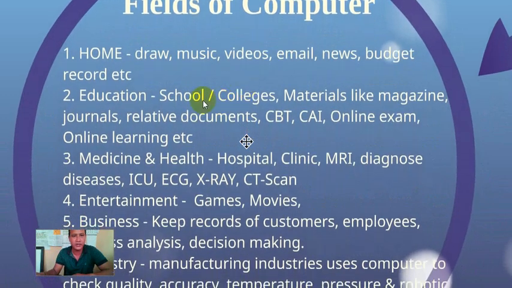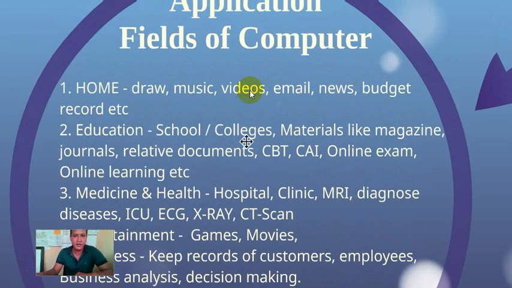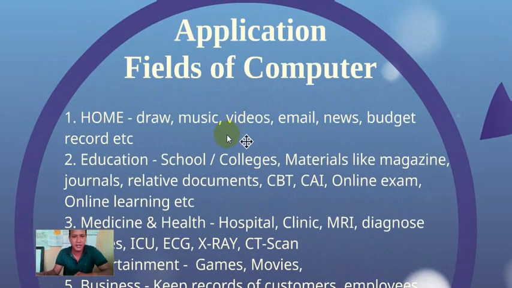Let's see. Number one is home. At home, we can draw, we can listen to music, we can play videos, we can send email, we can read news, and we can even keep the monthly or weekly budget record in an Excel file, so that we can see how much expense we did in the month or week. Like that, at home, nowadays computer is the best friend.